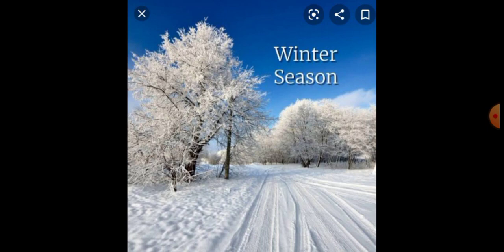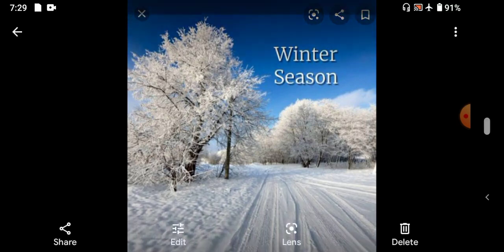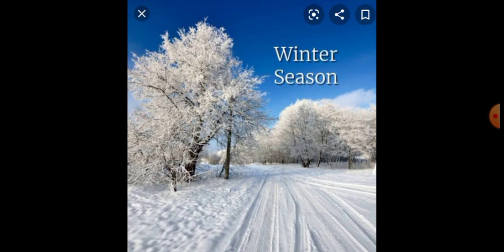During winter season, the weather is very cold and the temperature falls even below 5 degrees Celsius in some parts of our country. And also, people are wearing warm clothes during winter.